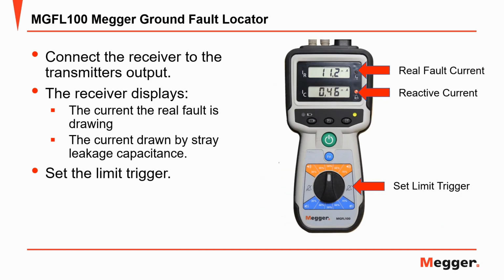Connect the receiver to the transmitter's output. The receiver now shows you how much current the real fault is drawing and how much current is being drawn by stray leakage capacitance. You can then set the limit trigger, and this will allow the receiver to automatically find the circuit with the real fault.